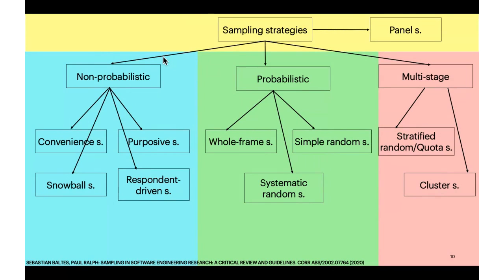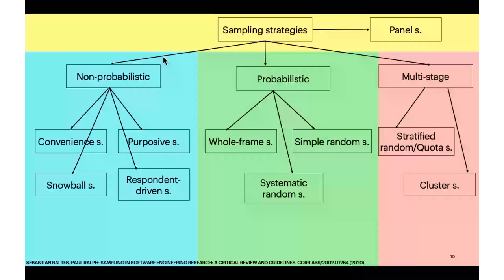In the middle, on the green background, we see probabilistic strategies. As the name suggests, all those sampling strategies involve some form of randomization. On the right, with a pink background, we have multi-stage sampling strategies, which typically combine probabilistic and non-probabilistic elements. Finally, at the end, we'll have panel sampling, which is pretty much independent from probabilistic or not probabilistic, or maybe combined, and it's essentially about how to run sampling rounds.